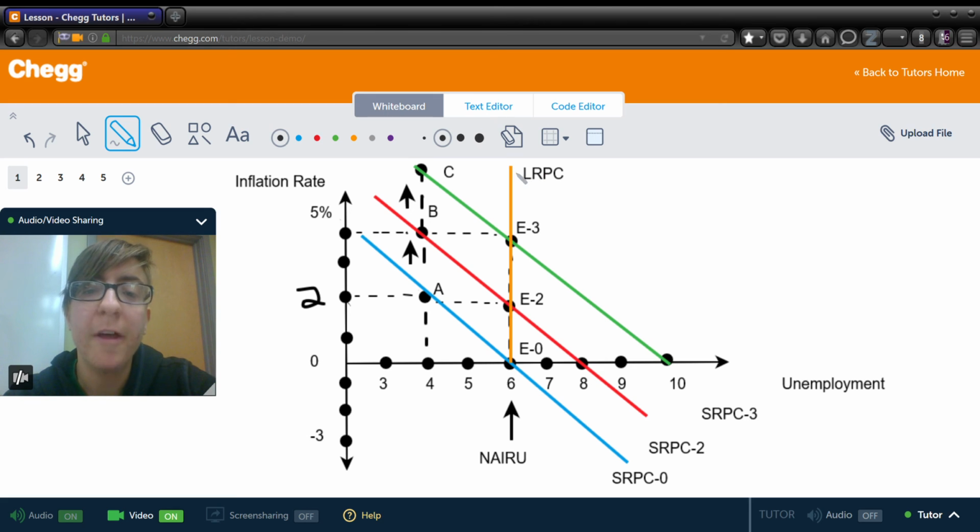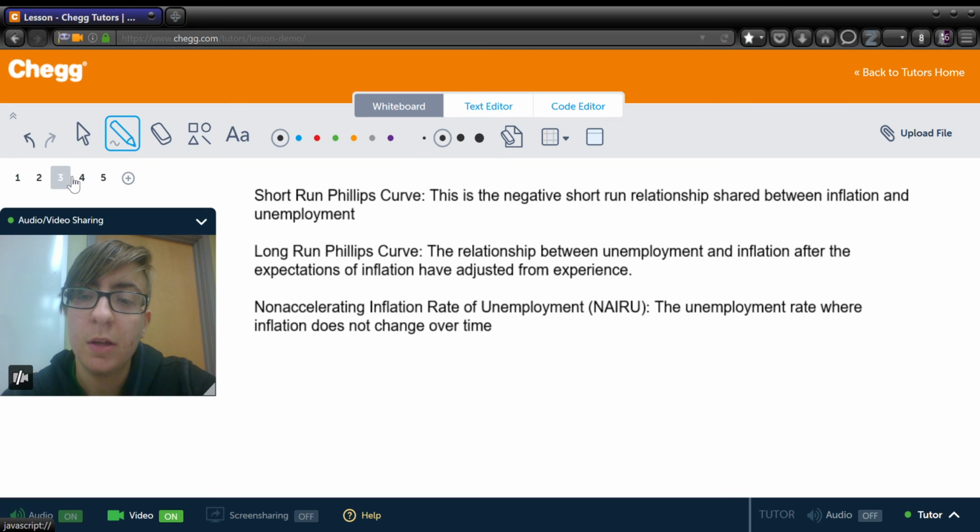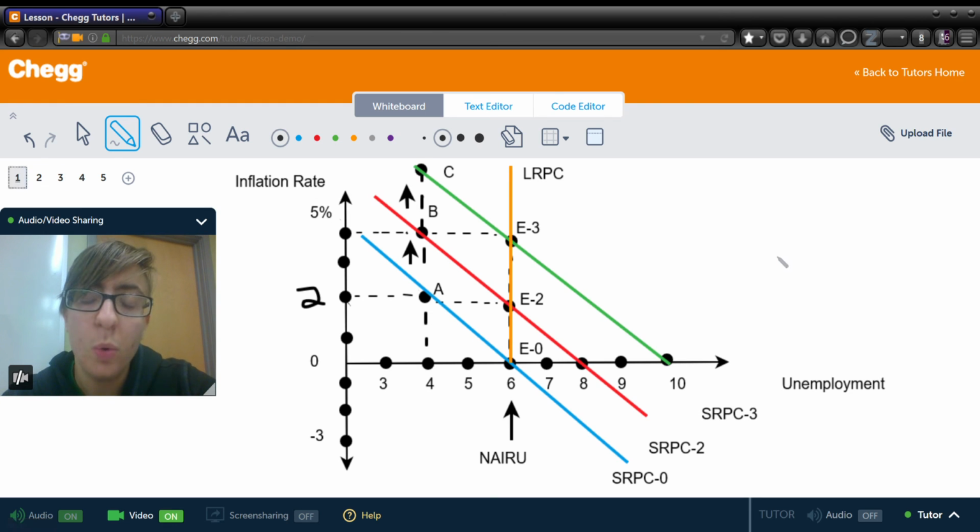So the long run Phillips curve is this orange vertical line that I also have labeled NAIRU, which you may remember stands for the non-accelerating inflation rate of unemployment, which is the unemployment rate where inflation does not change over time. So in a micro class you took, you learned about elasticity. This is bringing it back. I had a special way to remember elasticity, but I'm only going to bring up the perfectly inelastic one here, because that is exactly what the long run Phillips curve is.